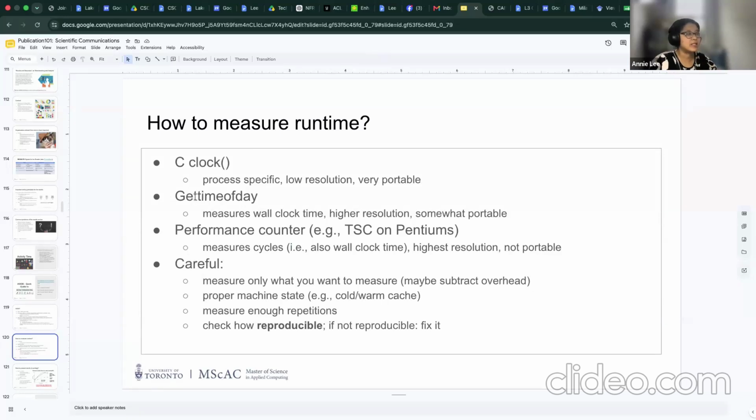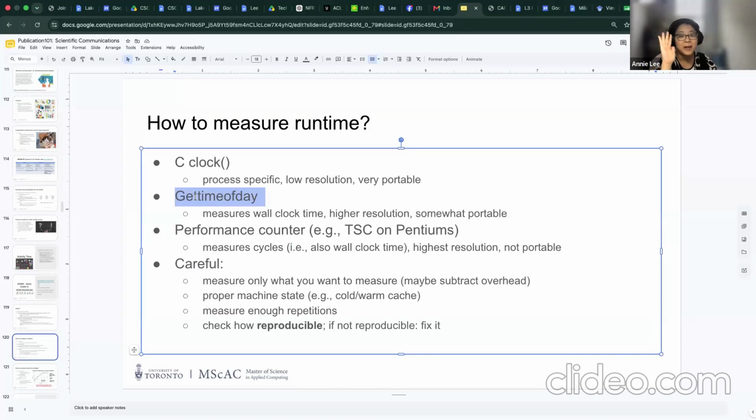How many people have measured things this way before, like with C clock or get time of day? How many people have actually measured runtime from the old school ways of programming? No? Okay. So how are you measuring runtime, Santiago and Miriam?